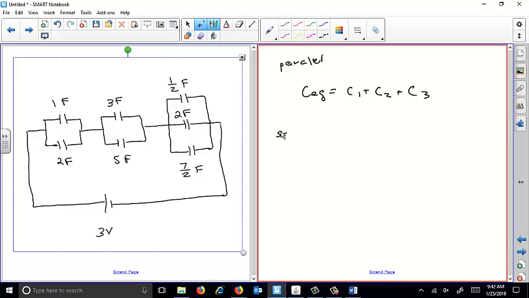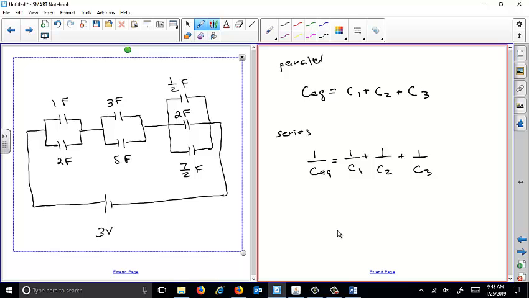When they're in series, you have 1 over the equivalent capacitance equal to 1 over the first capacitance plus 1 over the second capacitance plus 1 over the third capacitance, and however many you have. So if you have 2, you have 2 terms.